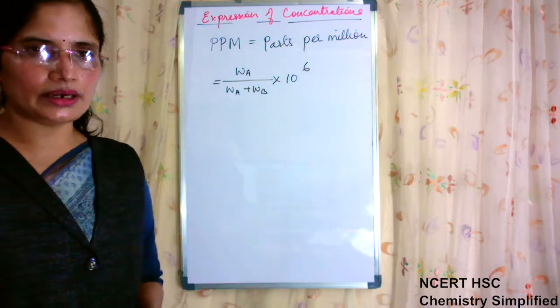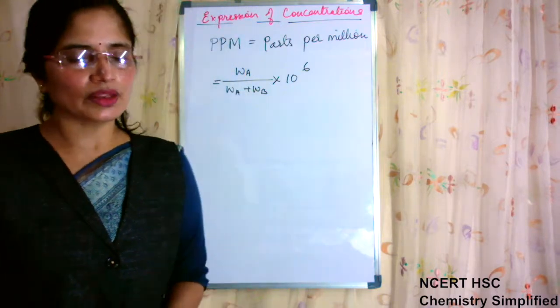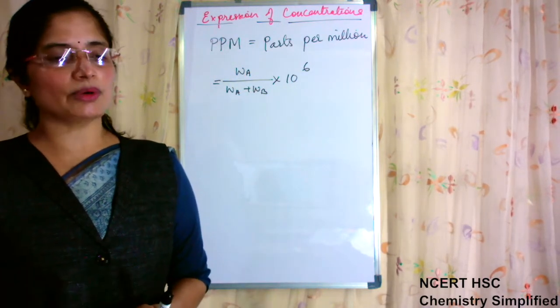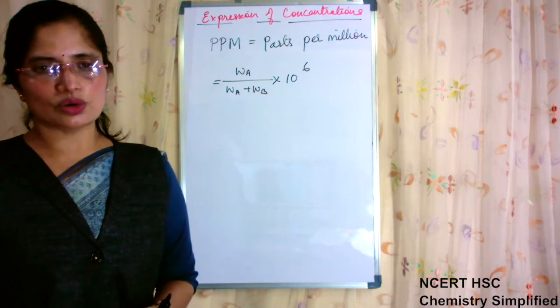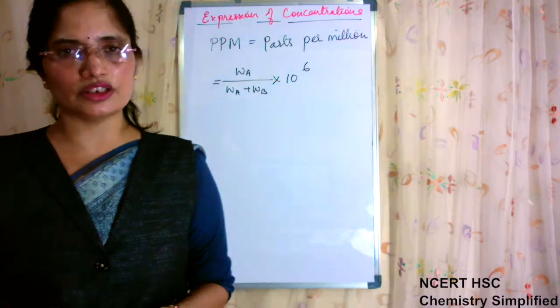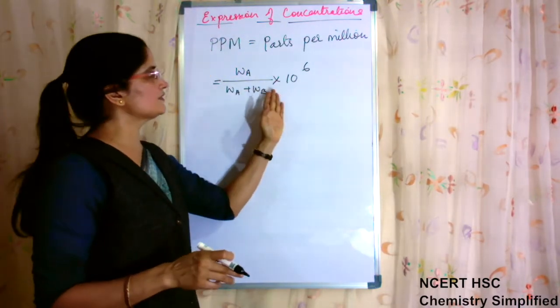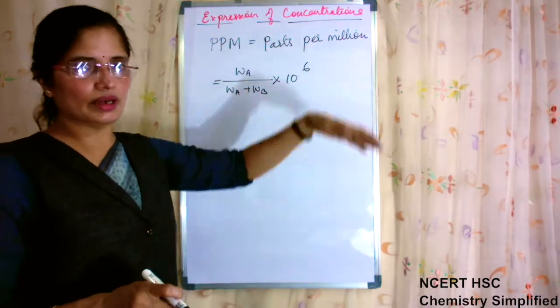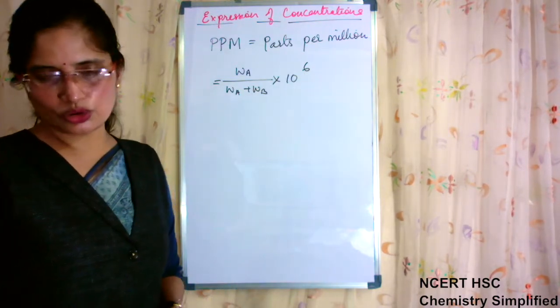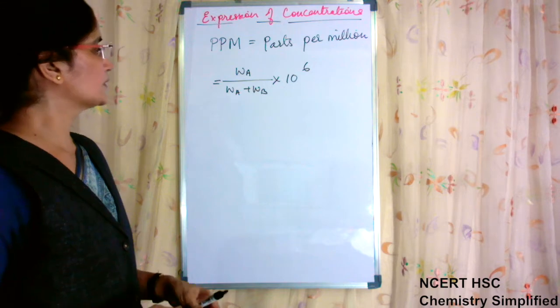And the parts per million expression is used when a very small quantity of solute is added to a large amount of solvent, so that it is a very small amount. To convert it into a bigger number, instead of percent we take it in parts per million. That is the only difference. 10 to the power 6 we have to use. Okay.